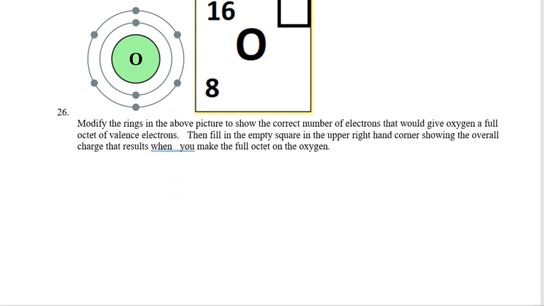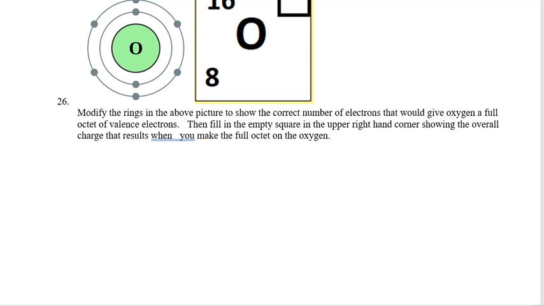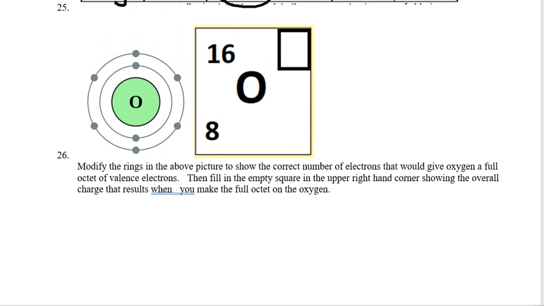Okay, so let's go to the next problem. All right, so what do I want you to do here? Modify the ring structure to show the correct number of electrons that would give oxygen a full octet.